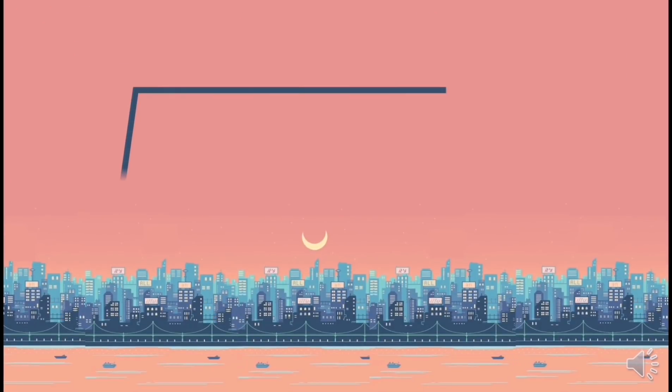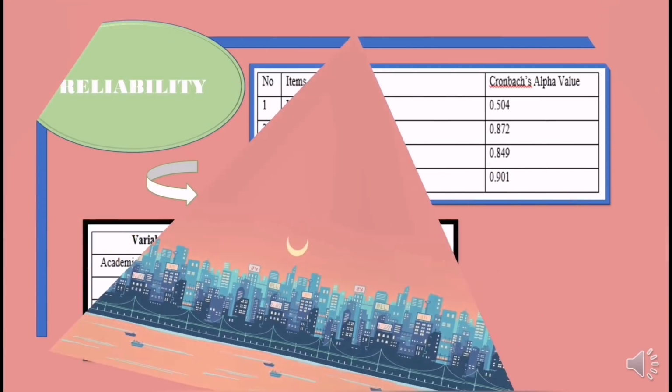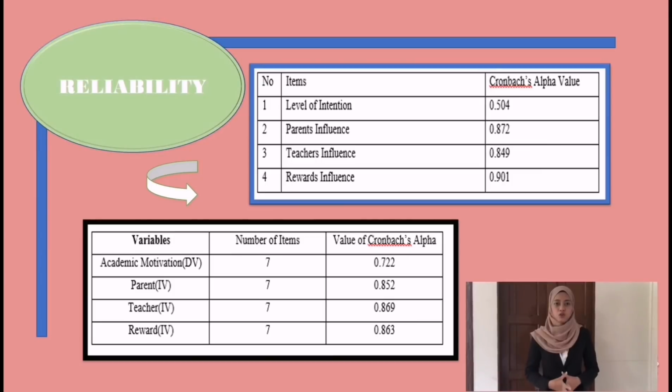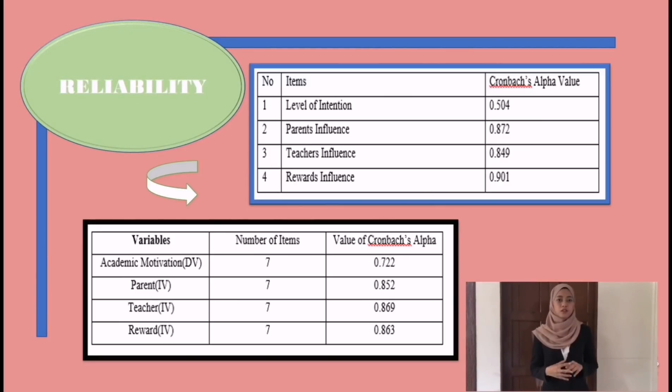And then we jump into Chapter 4, which is data analysis and findings. In the context of reliability statistics, we conducted Cronbach's alpha to measure our reliability, both in the pilot test and in the real questionnaire. The value gained in the pilot study is between 0.5 and 0.9, whereas in the reliability test of the real questionnaire it is between 0.8 and 0.9.